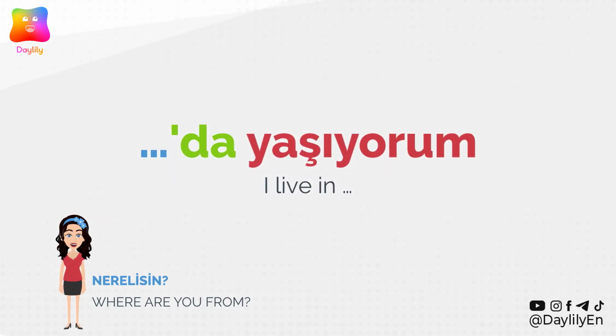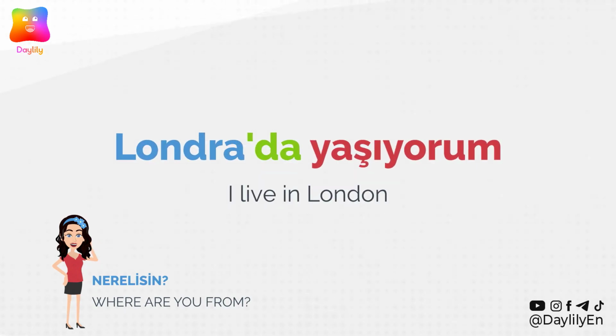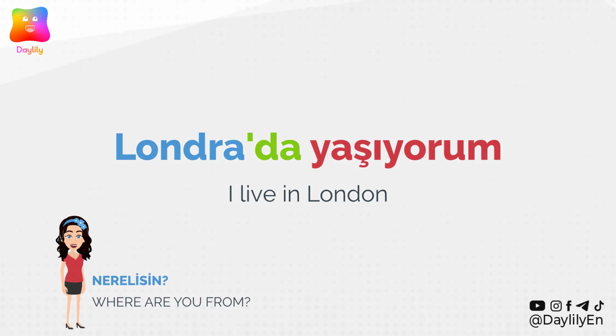I live in. da yaşıyorum. And in Turkish again, we have the suffix da or de according to vowel harmony that we learned. So for example, I live in London. Londra'da yaşıyorum.